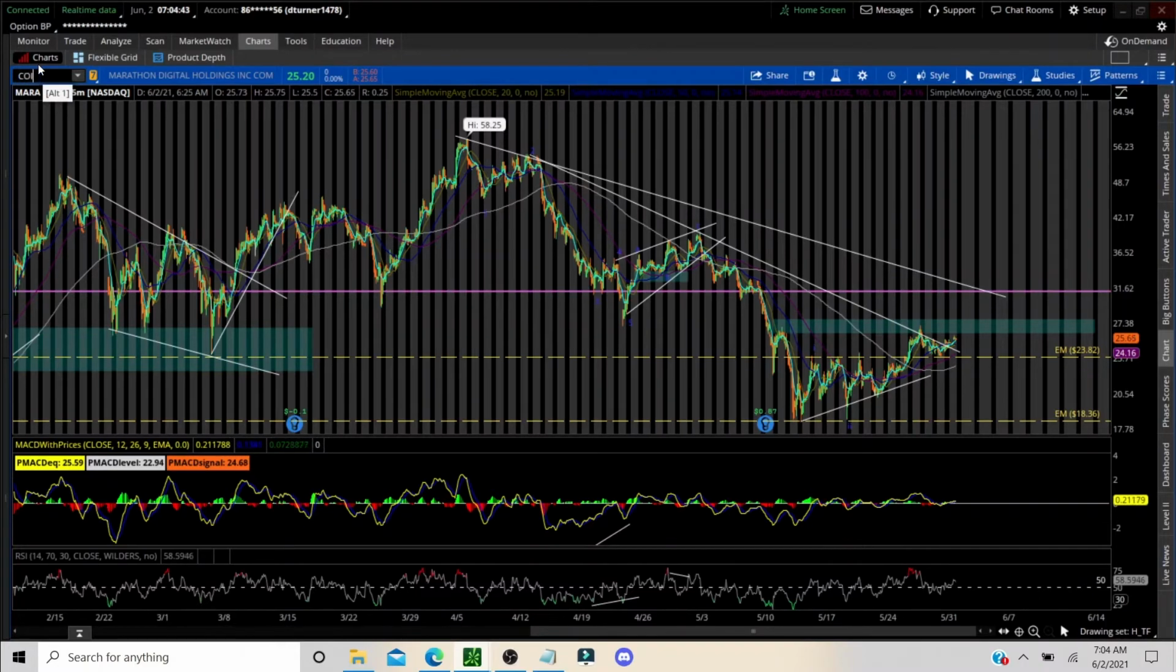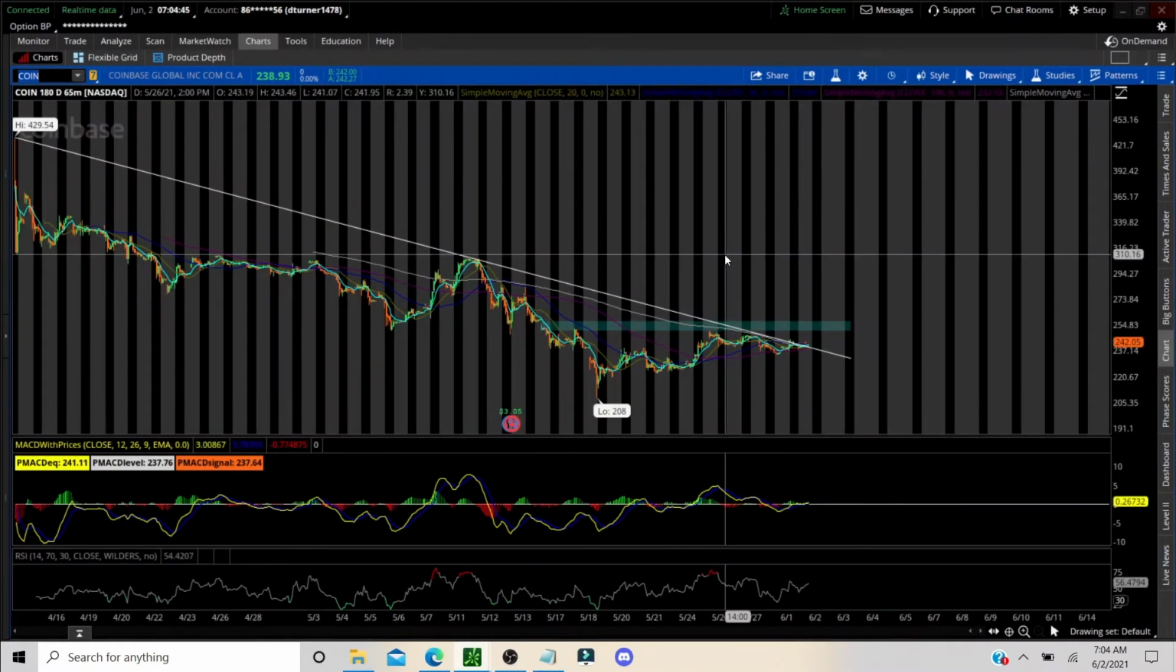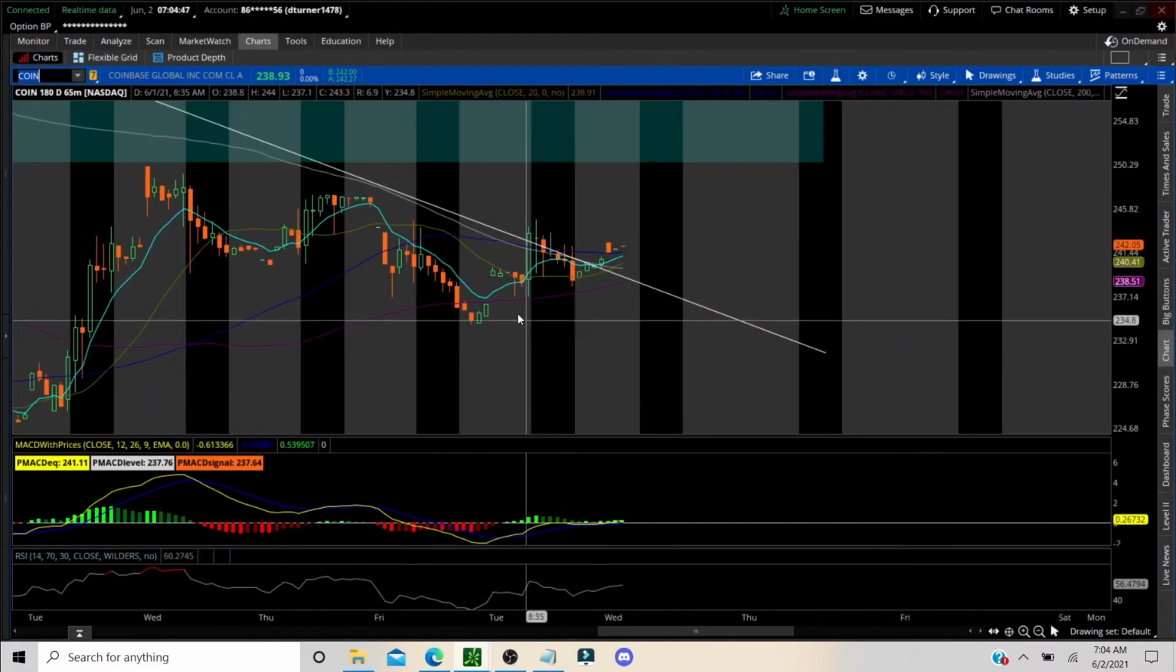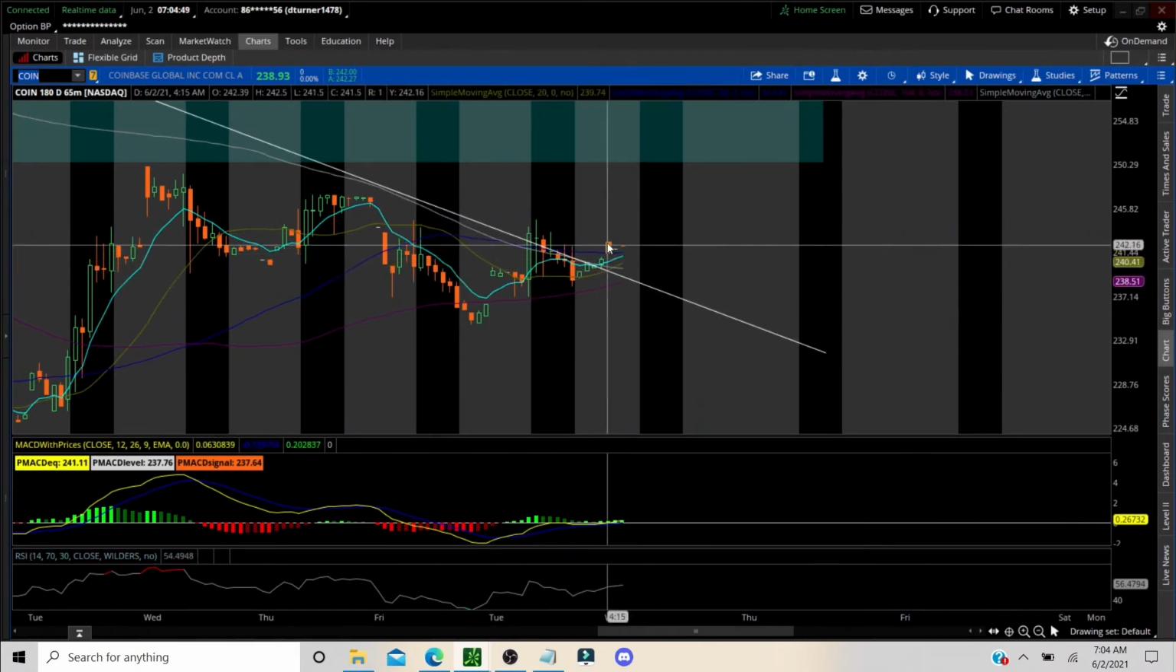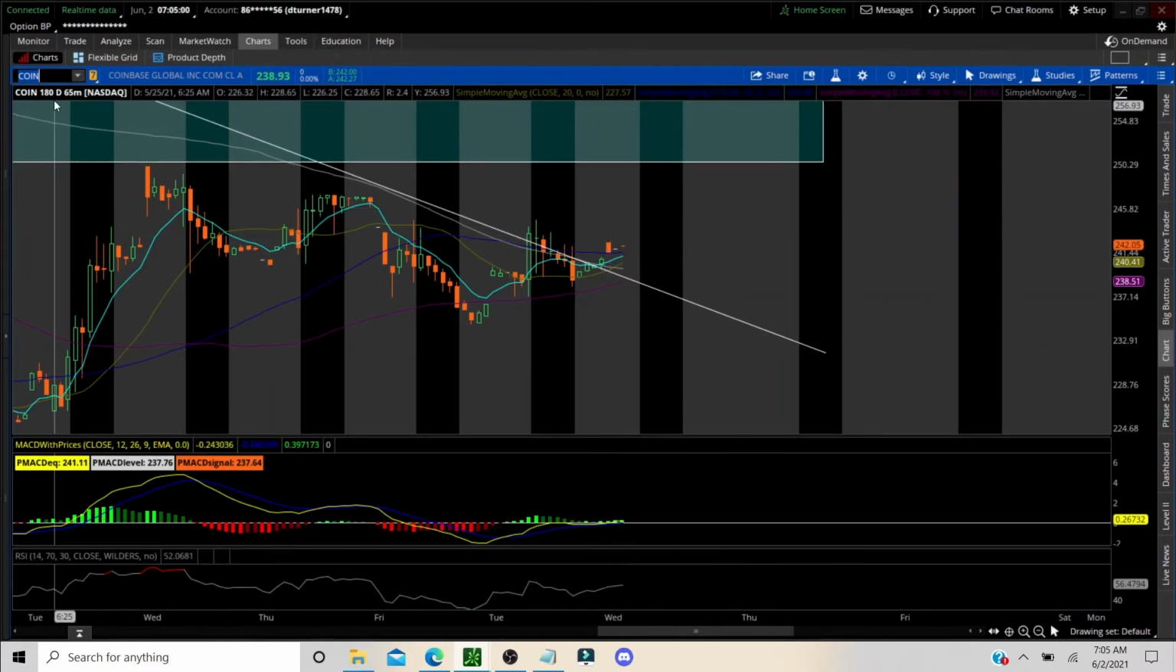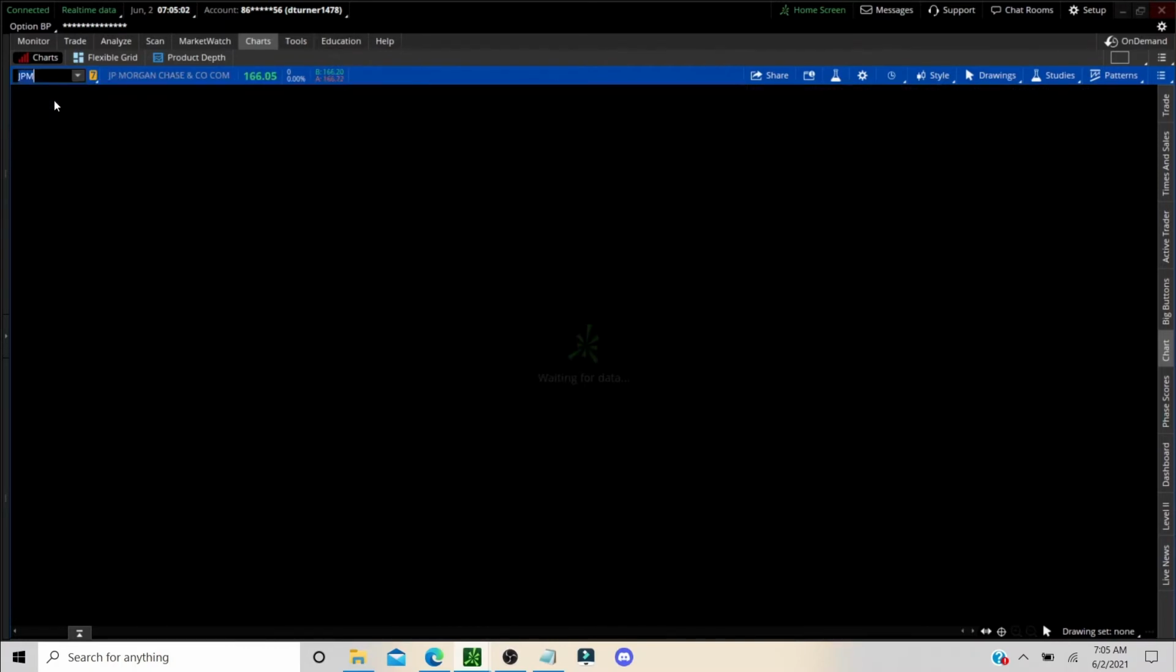Also, Coin, same thing. Yep, at that downtrend line, but it looks like we're getting a little bit above it. We'll see how it starts to act a little bit closer to the bell. We are gapping up about 3 or 4 points. So check this out. And then a couple names from the Discord yesterday.